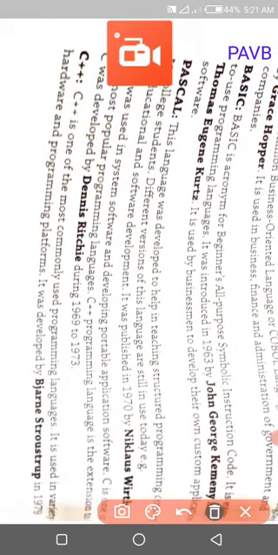Next, COBOL. COBOL stands for Common Business Oriented Language. It was developed by Grace Hopper. It is used in business, finance and administration of government and companies. Next, BASIC. BASIC stands for Beginner's All-Purpose Symbolic Instruction Code. It was introduced in the year 1963 by John Kemeny and Thomas Kurtz. It is used by businessmen to develop their own custom application software.